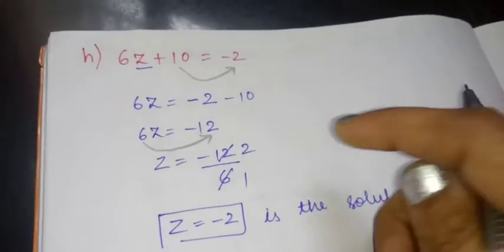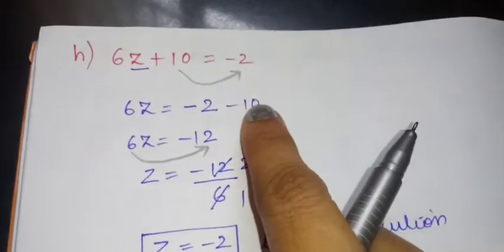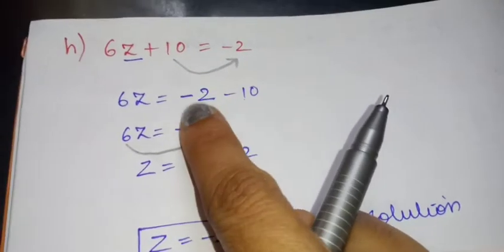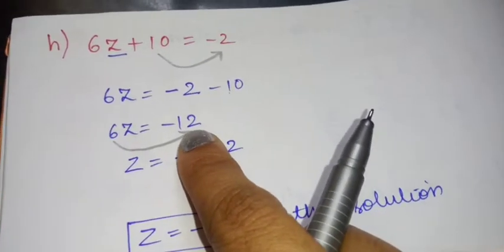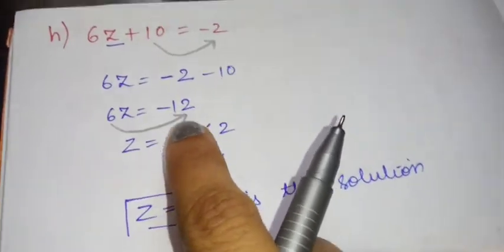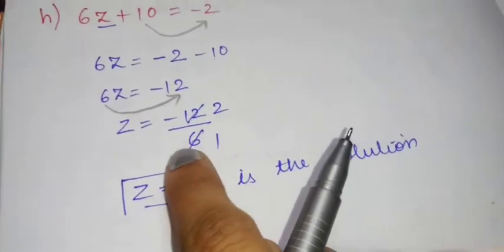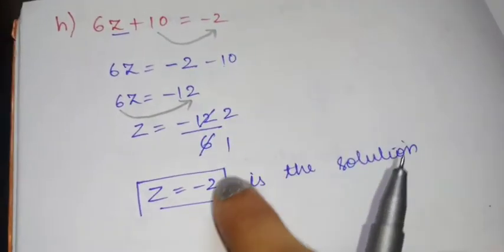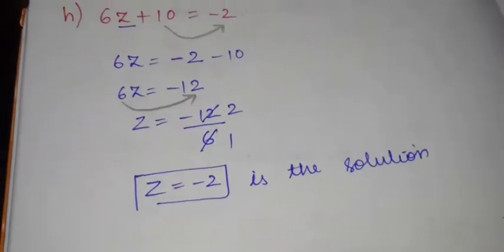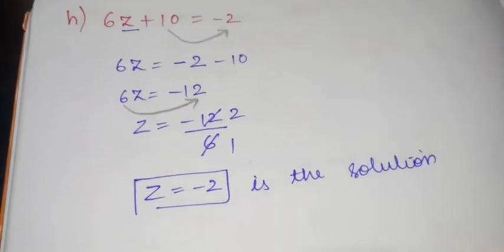Okay, listen. Plus 10 goes to that side, it becomes minus 10. Minus 2 minus 10 is minus 12. z is equal to minus 12 divided by 6. 6 ones are 6, 6 twos are 12. So z is equal to minus 2 is the solution of the given equation.